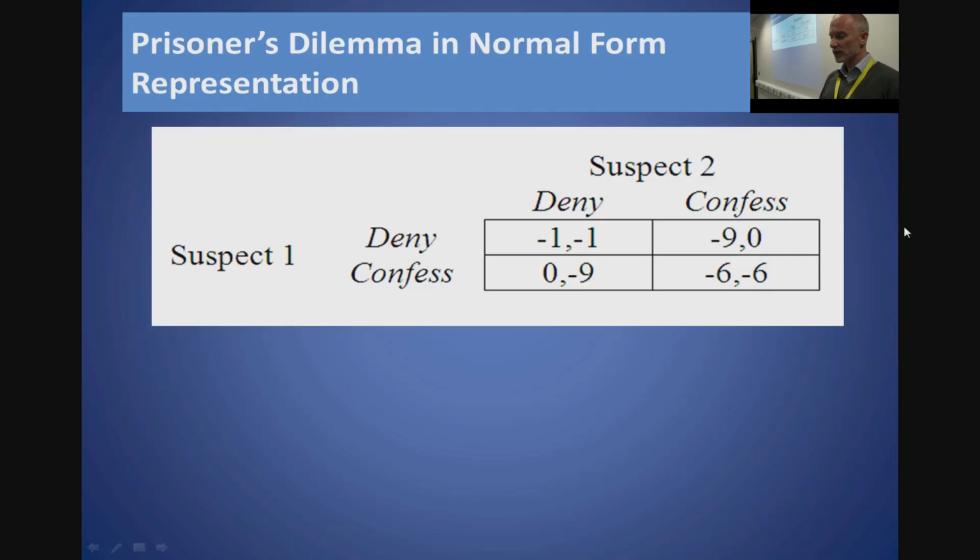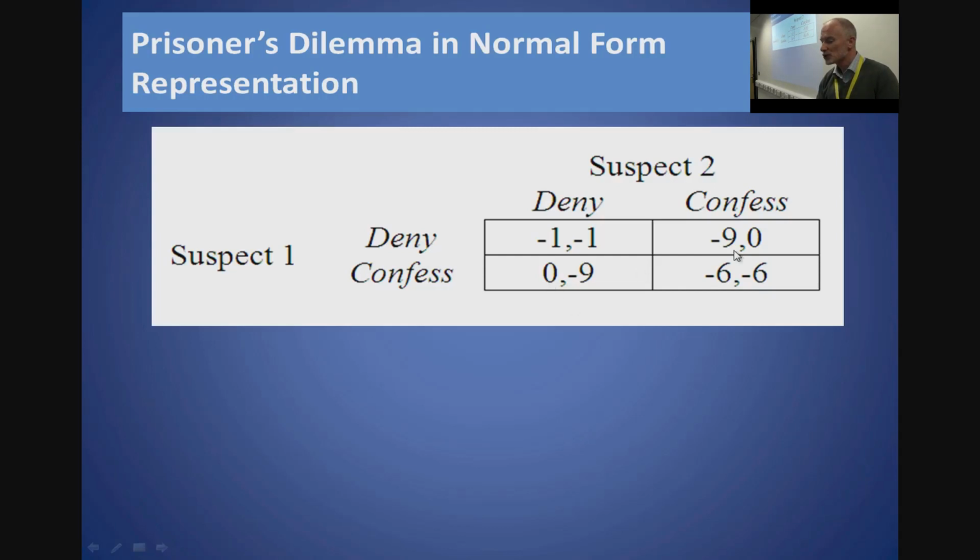Alternatively, if both of the suspects confess to the crime, they would each receive 6 months in prison. And I should actually say what these numbers represent. These numbers represent the number of months in prison, but I've just put the negative sign in front to reflect the fact that spending time in prison is a negative thing. That prisoners would rather spend less time in prison than more. So just to reinforce this idea of the ordering of these numbers. So there you go. If they both confess, each will spend 6 months in prison.